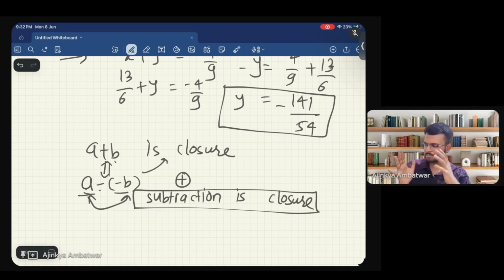We all know that A plus B is valid, it's a closure. But can I write A plus B as A minus minus B? Which means I'm just subtracting two numbers again, A and minus B. If that is correct, this should also be correct. So if A plus B is closure, then A minus B should also be closure, which means subtraction is closure. That's it. Subtraction of two rational numbers is always rational. This is how you should make your points.